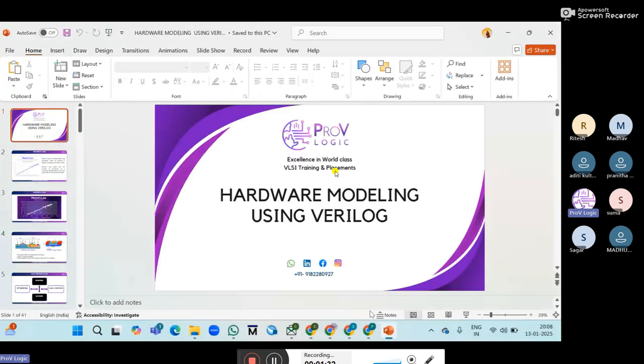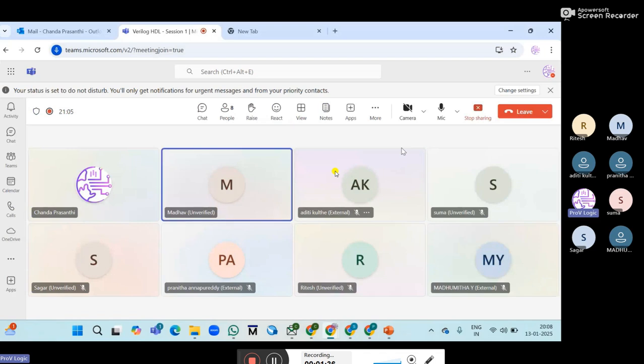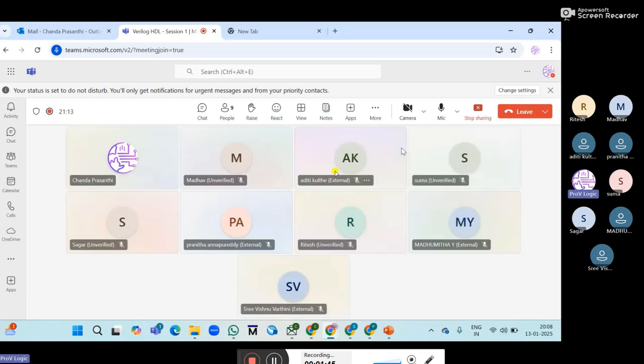Actually, for Verilog HDL, you maybe already know what Verilog HDL means. Verilog is a hardware description language. Okay, so a hardware description language is used to describe digital hardware circuits or analog hardware circuits. Okay, for analog circuits we have an analog hardware description language. In digital we have Verilog HDL.